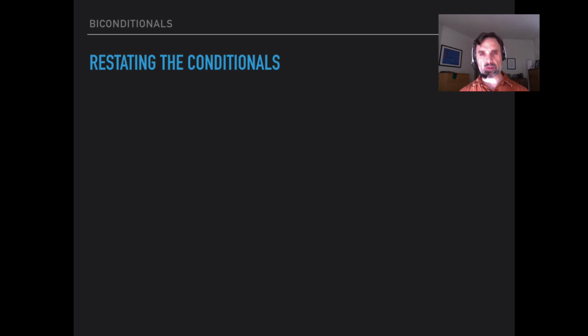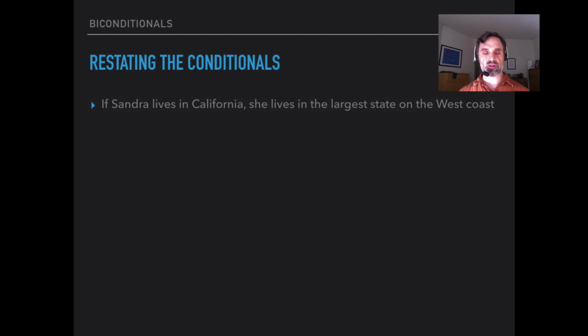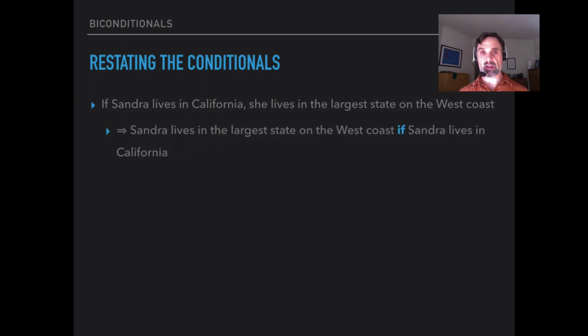But to see that it's doing that, it helps if we restate the original conditionals a little bit. So we'll start with if Sandra lives in California, she lives in the largest state on the west coast. Well, we know that the left to right order doesn't matter in terms of what this sentence means. What matters is what the if hooks onto. So we could reverse the order, and it means the same thing. We can say Sandra lives in the largest state on the west coast if Sandra lives in California. Those say the same thing.